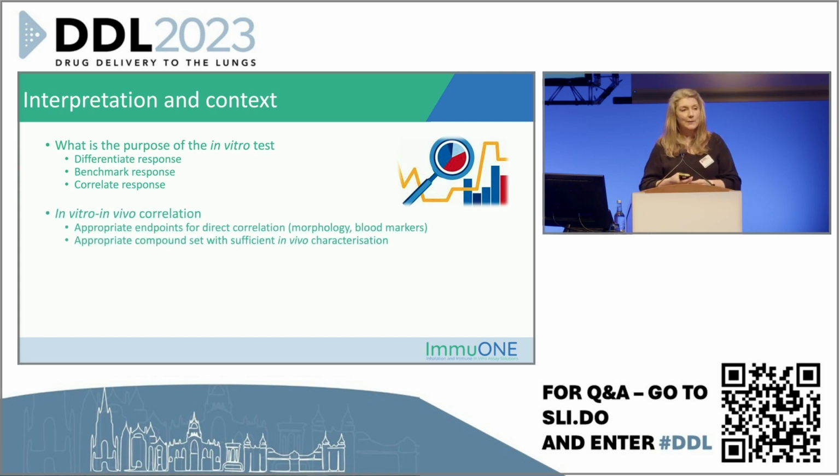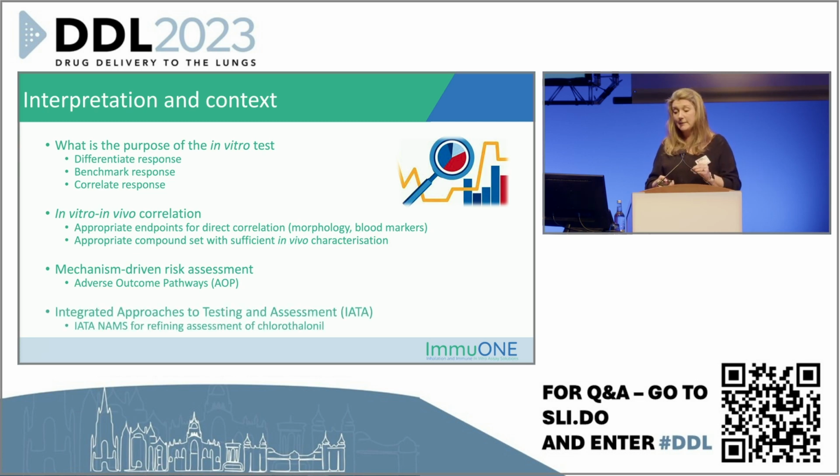IVIVC is something that's always a big question. How do we correlate? We need to pick the right markers, the right endpoints for those assays, and to have an appropriate compound set with different in vitro results that's well characterized in vivo to be able to build that data set. We're definitely moving towards mechanistic-driven risk assessment, so I talked about adverse outcome pathways. And finally, there are now integrated approaches to testing and assessment, or IATA, and there are some really nice case studies, particularly within the inhalation space of pesticides, such as chlorothalonil, where in silico, in vitro and in vivo tools were used to really refine that risk assessment.